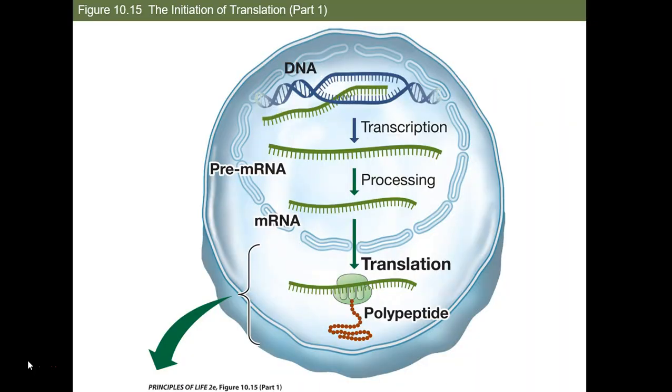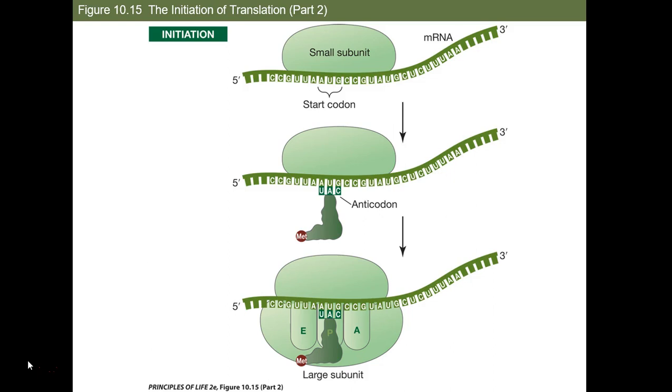Here is a picture of the eukaryotic cell. Remember, transcription occurs within the nucleus, and translation occurs in the cytoplasm, where the ribosomes are. During initiation, the mRNA binds with a small ribosomal subunit, as seen on the top. Methionine-charged tRNA binds to the mRNA and small subunit. The large subunit binds to the small subunit with the methionine in the P site.